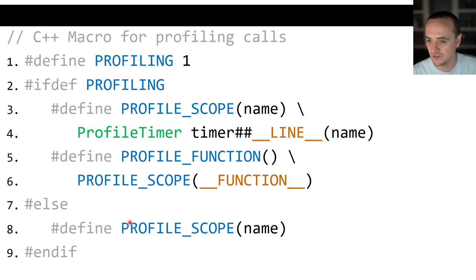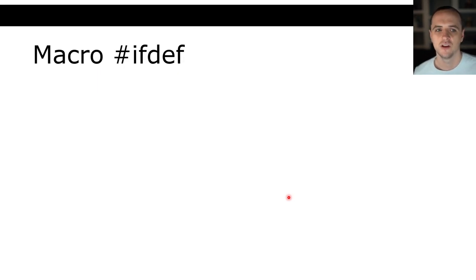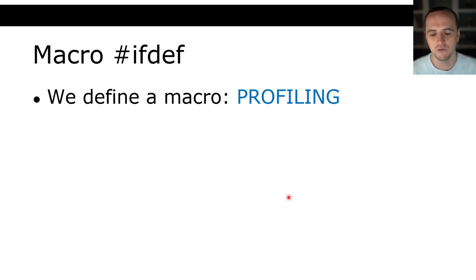And wherever I have these function calls, it will literally eliminate that code from my code because the macro means nothing anymore. So if I ever want to compile my code and ship the release build to a bunch of customers, I just undefine profiling and now nothing happens. So I can turn profiling on or off just by recompiling my code. All right, so we define a macro called profiling.